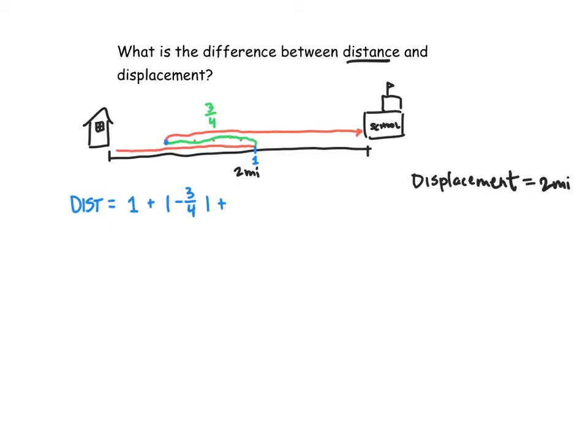So as I travel 3/4 of a mile to the left, that leaves me at 1/4 of a mile from my home, which means I have to then travel 1 3/4 miles now to school. So that's 1 3/4 of a mile to school. So our total distance traveled would equal 1 plus 3/4 plus 1 3/4. What would that be? 7/4.